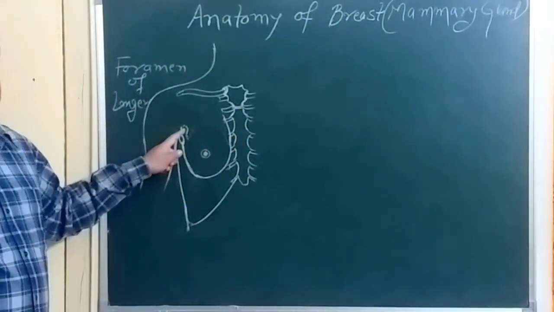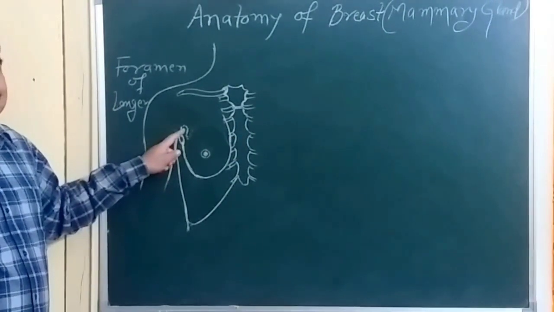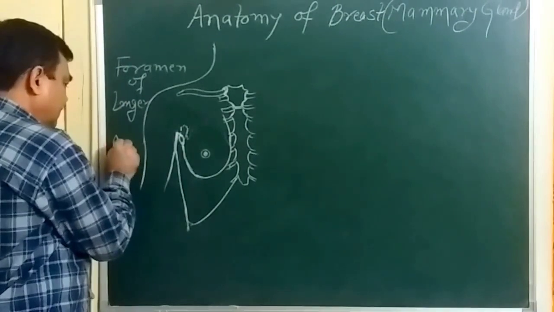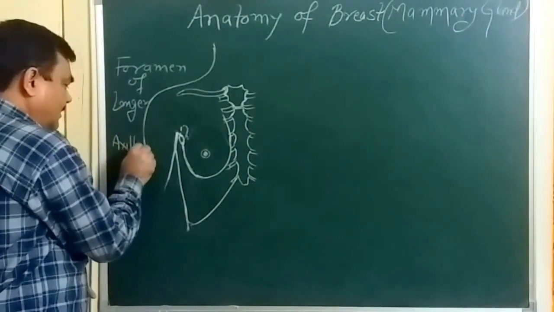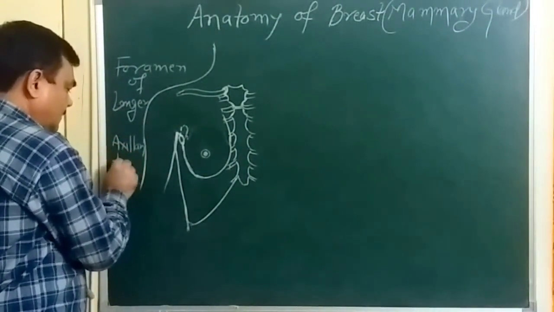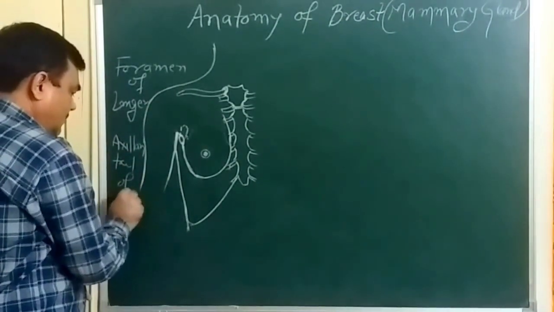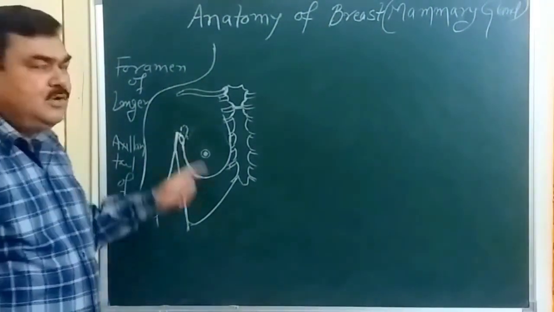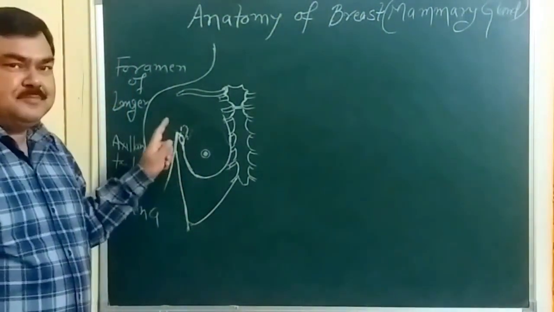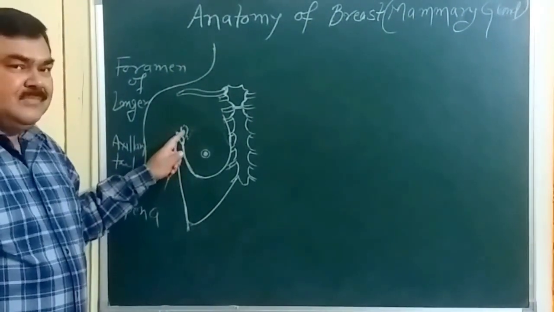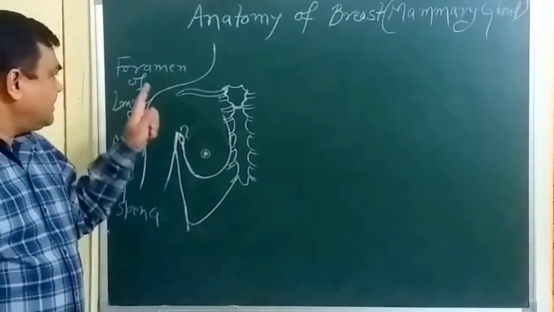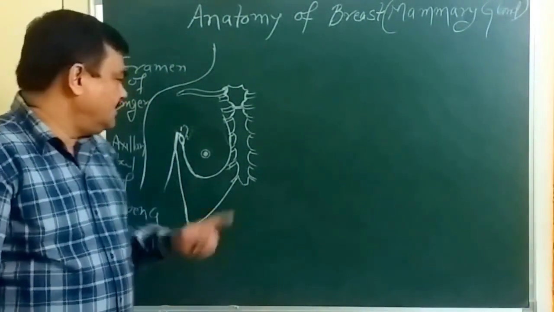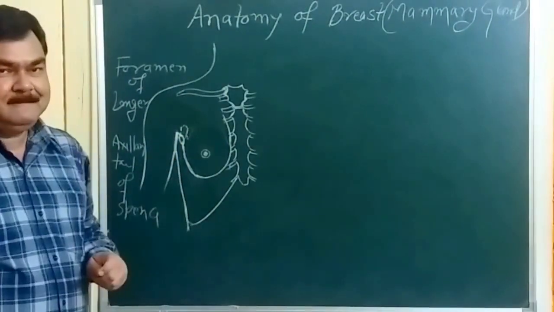This part is known as the axillary tail of Spence. This is the superior-lateral extension, or superior part of the breast, which passes through the foramen of Langer and reaches into the axilla. This is the axillary tail of Spence.